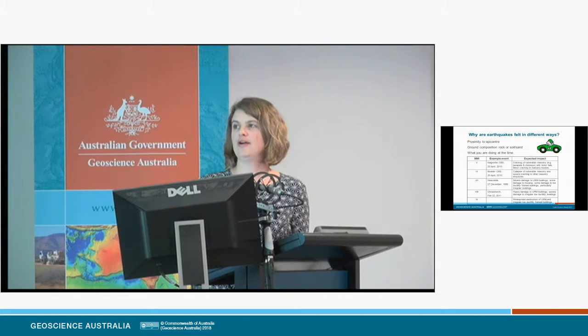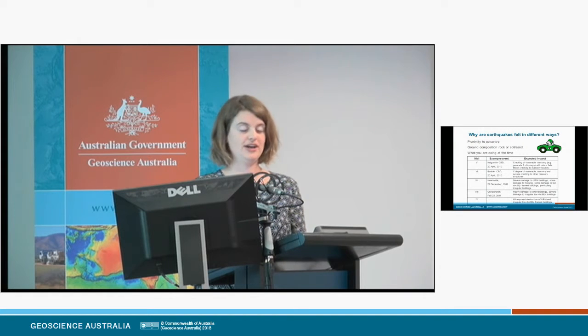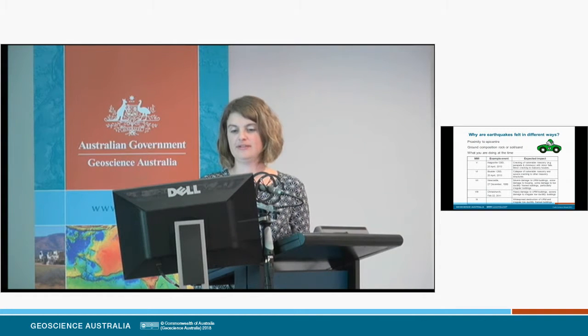And then going up to an MMI of 7 for the Newcastle earthquake in 89, you had severe damage to unreinforced masonry buildings and damage to some houses. And this is for the Christchurch earthquake in New Zealand in 2011, where you had heavy damage to unreinforced masonry buildings. So earthquakes can be felt in different ways, and there's a subsequent effect on buildings as well.